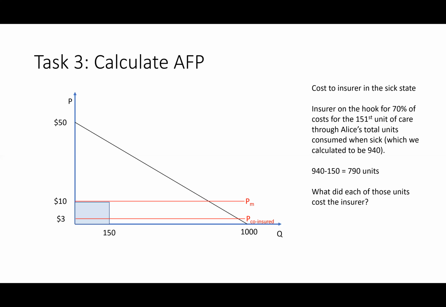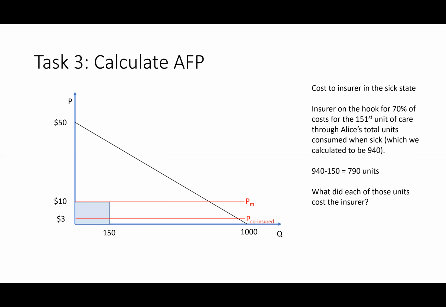Alice's coinsurance was 30%. That means that the insurer was on the hook for 70% of costs that occur after that. So at the 151st unit, they finally start to pick up part of the tab. And they continue to do so all the way up until Alice stops consuming care. We calculated the quantity at which Alice stops consuming care, and that was 940. So they are on the hook for 790 units worth of care.